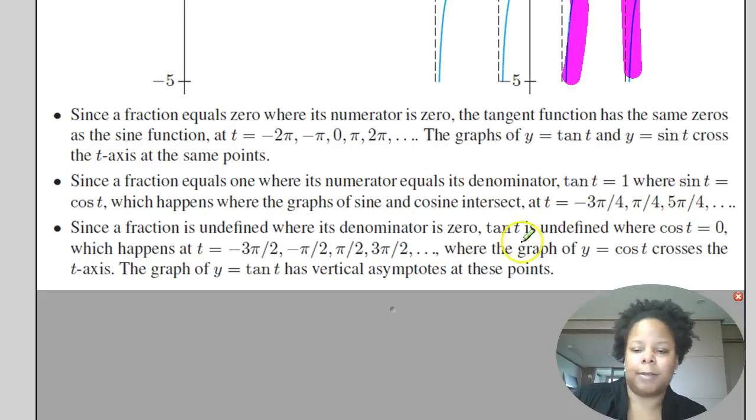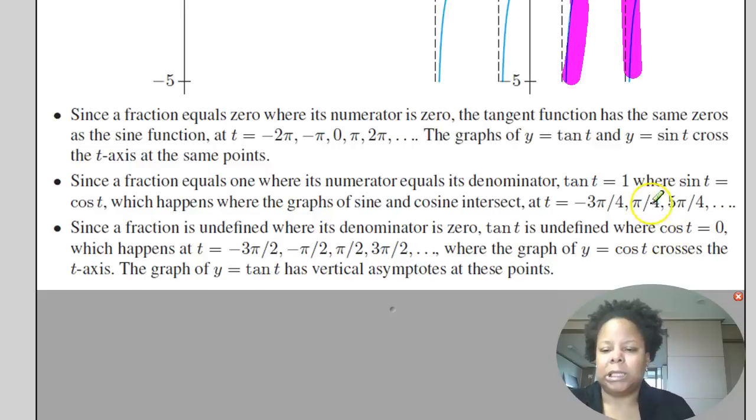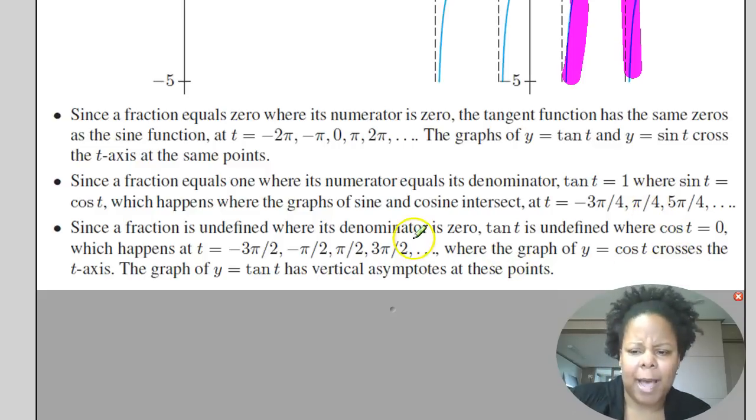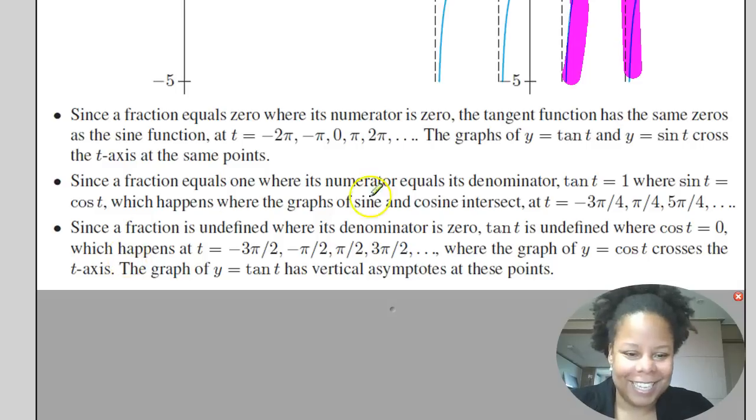And that happens every 180 degrees, as we go from negative 3 pi over 4 to pi over 4, 5 pi over 4. Actually, yes, every pi radians, from pi over 4, either to the right or to the left.